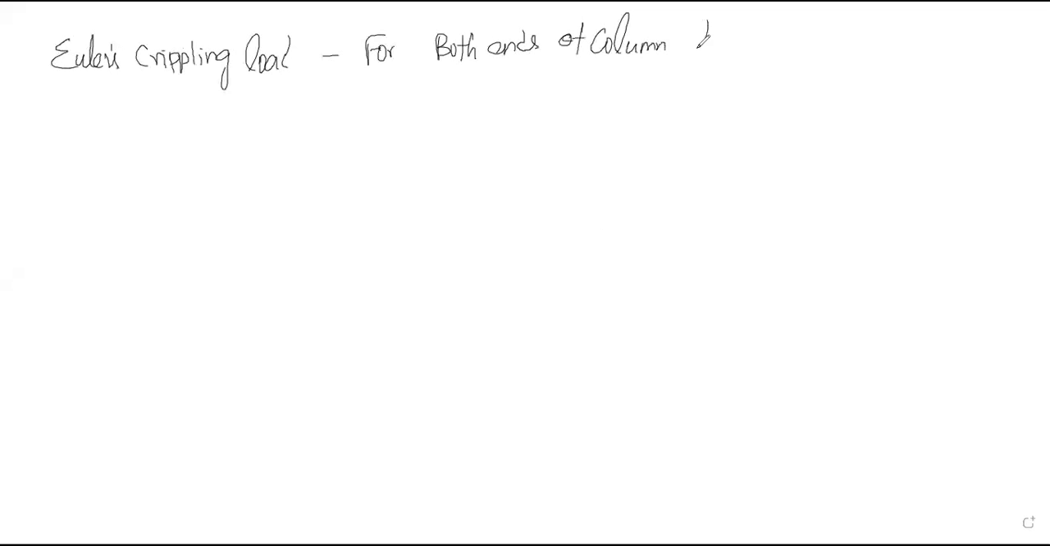So next we should move on to the column with both ends fixed. Euler's crippling load for both ends of the column fixed. Okay. So here the end A and the end B is fixed.